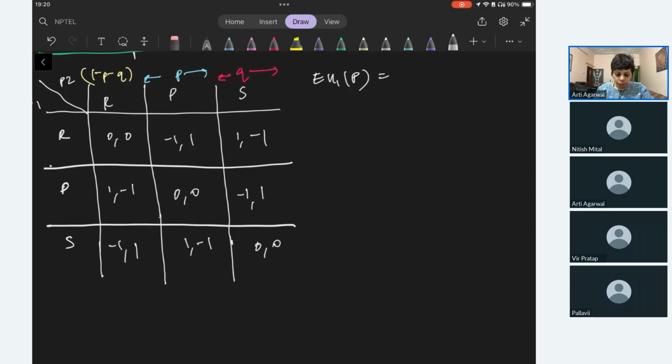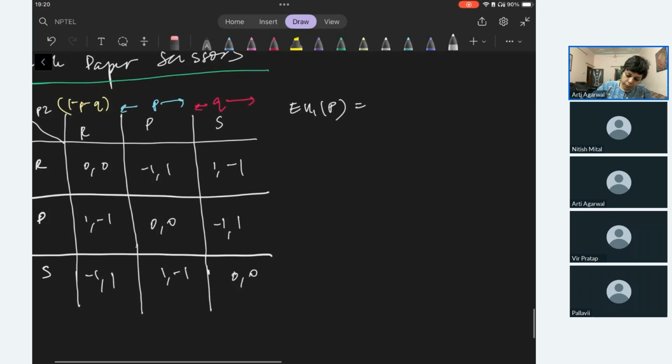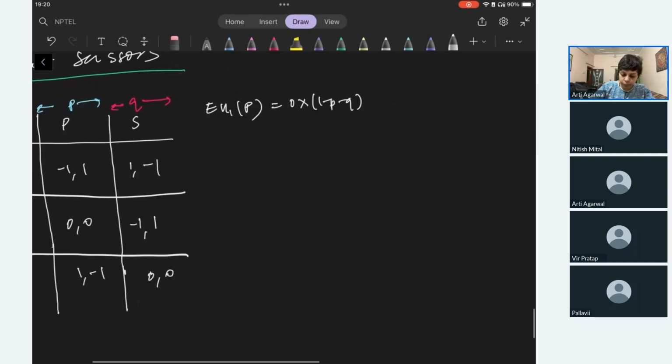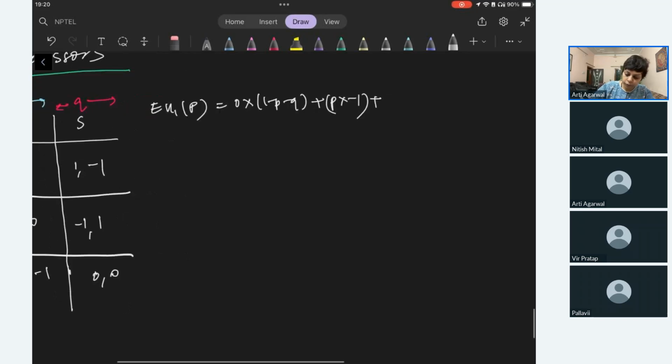So now let's see what happens with rock. The payoff is 0, probability is 1 minus P minus Q. Okay. Paper, probability is P, payoff is minus 1. Scissors, probability is Q, payoff is 1. Let's simplify this. This becomes Q minus P.